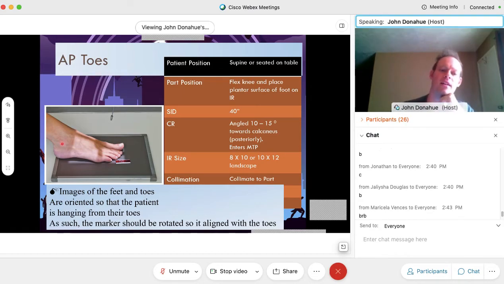Now this tech here, actually put that marker upside down. That marker should be turned the other way around. I'm not sure if one of y'all was going to ask that, but I said somebody was about to ask that. That marker should be the other way around.